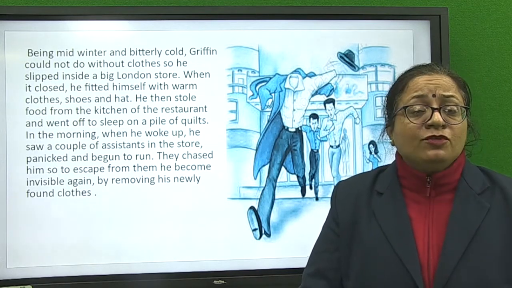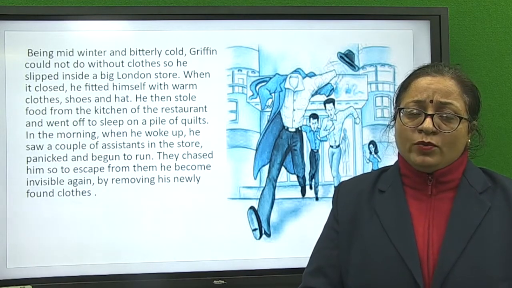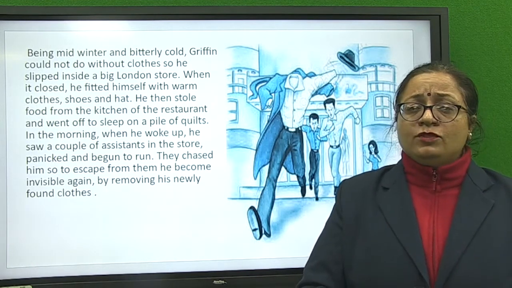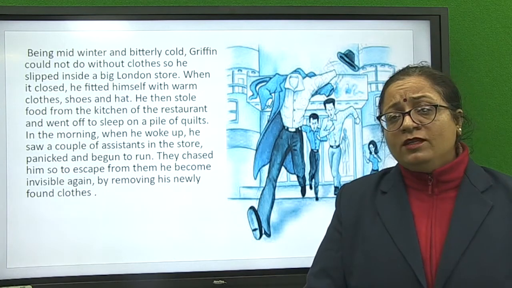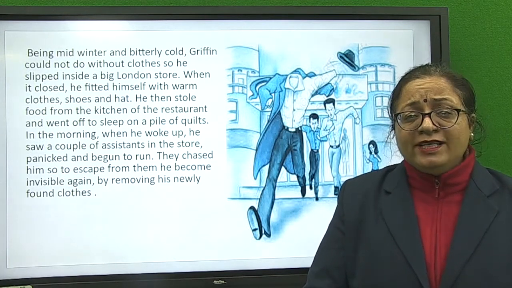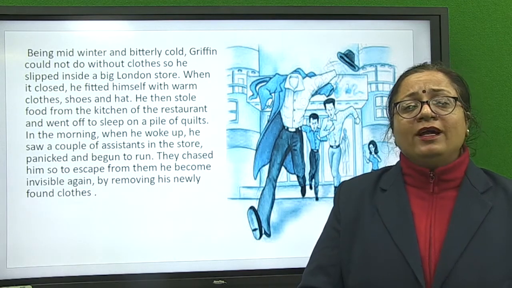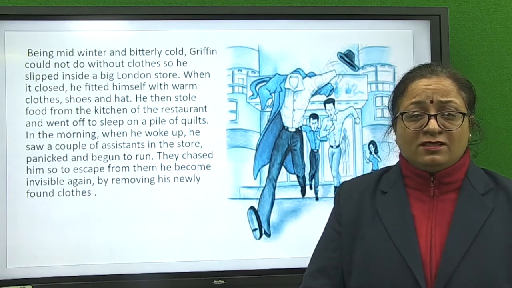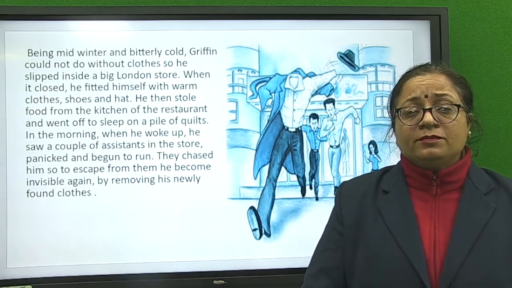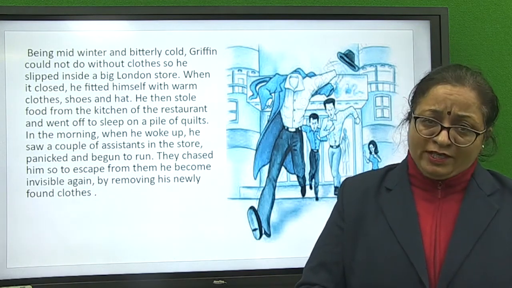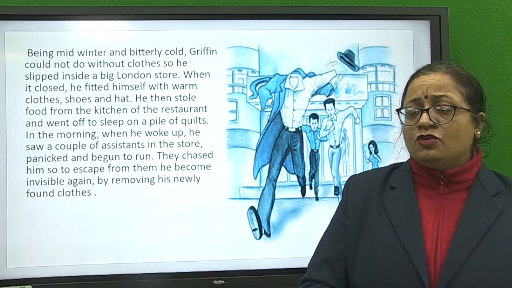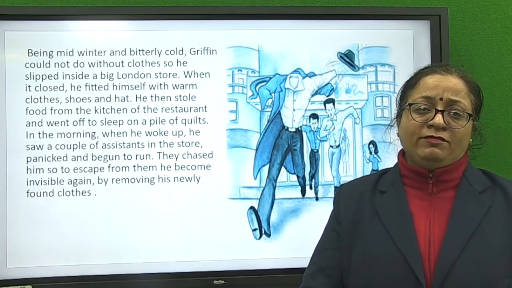How to get money for the food? So he went into a showroom. It was a big shopping mall. He went there and he was waiting for the shopping mall to close, so that he could enjoy the food and the warmth of the beds there, because it was the chilly months. So he entered the shopping mall and he was waiting for the evening.